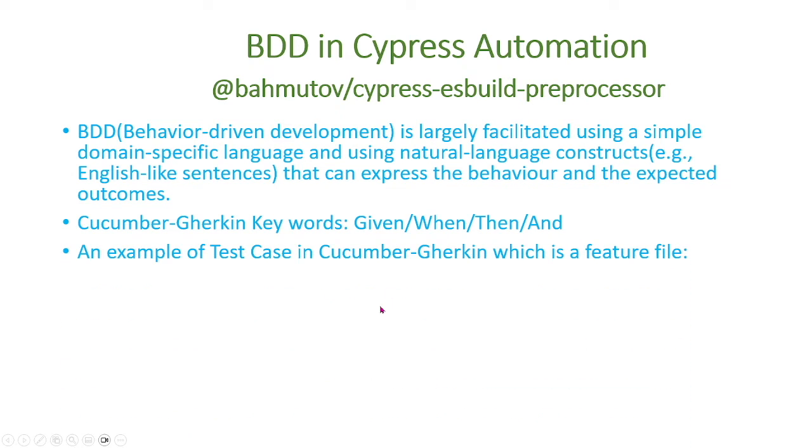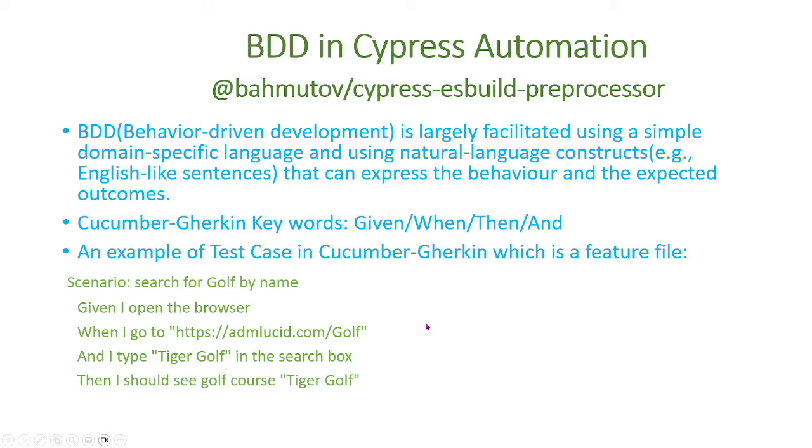An example of a test case in Cucumber Gherkin, which is the feature file. Scenario: search for golf by name. Given I open browser. When I go to website and I type golf in the search box, then I should see golf course tag golf.